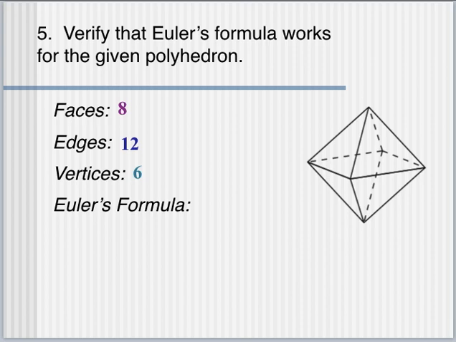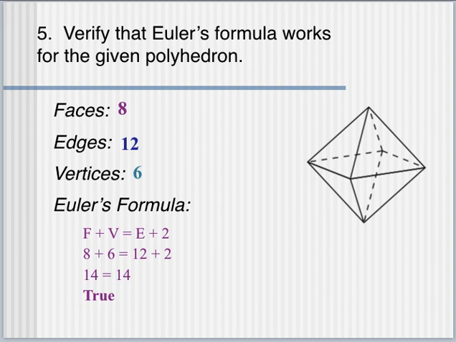When they say verify Euler's formula works, it's really a way to check your answer, because if you plug in 8, 12, and 6 into Euler's formula and it creates a true result, you know that you probably counted right. And this is a good tip for checking your answer on things like quizzes and tests with Euler's formula.